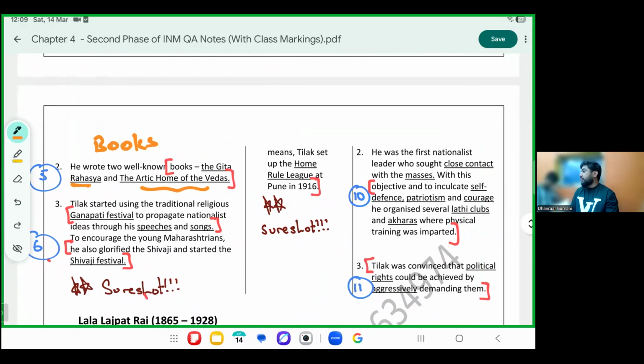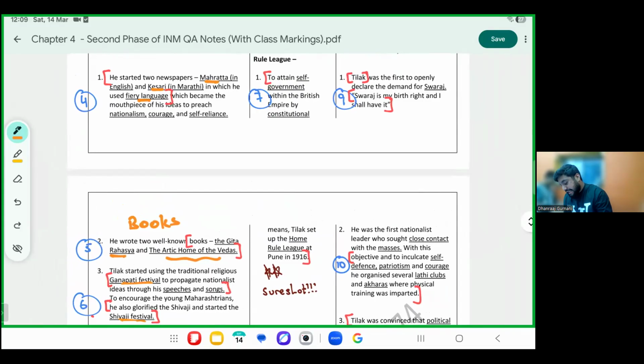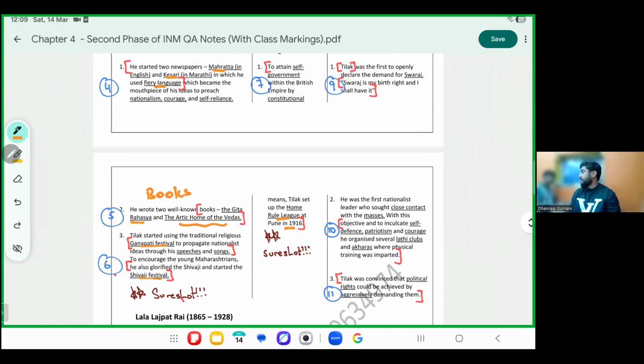Festivals which Tilak brought into the revivalism: Shivaji Festival, we spoke, and Ganpati Festival, which you celebrate today also. Very important, sure. Home Rule League, Tilak started Home Rule League in 1916. Very important. They ask you which was the leader who started Home Rule League. Tilak. What was the aim of the league? To get self-government or self-independence by constitutional means. Tilak was the first one to say Swaraj is my birthright and I shall have it.